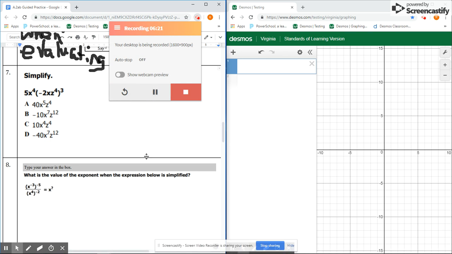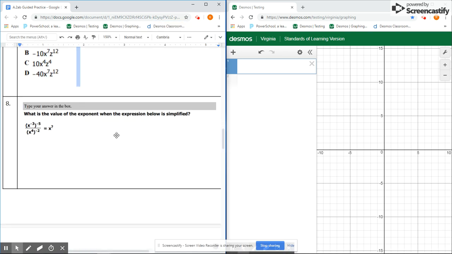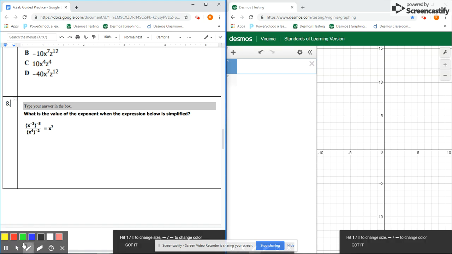Okay, and last one, number 8. What is the value of the exponent when the expression below is simplified? Okay, so this one is just a type your answer in the box kind of question. So there's really no Desmos help that we can use for this question. It's just kind of whether you know the math or not. So I'm going to quickly go through the math here with you just to refresh your mind. And then we'll move on to the next page.